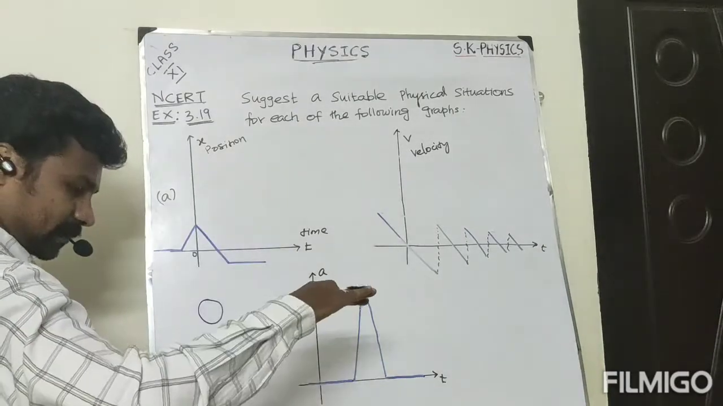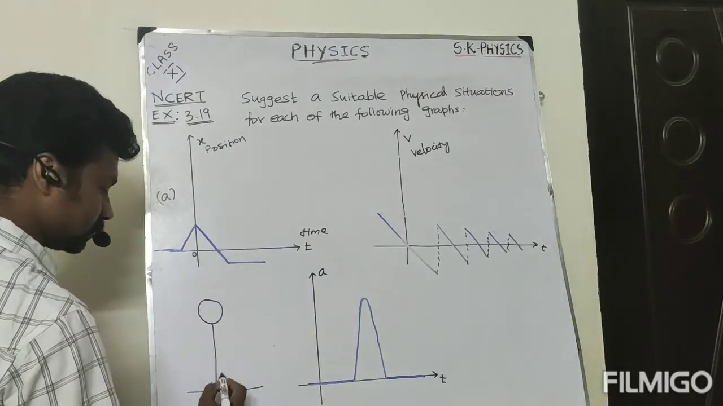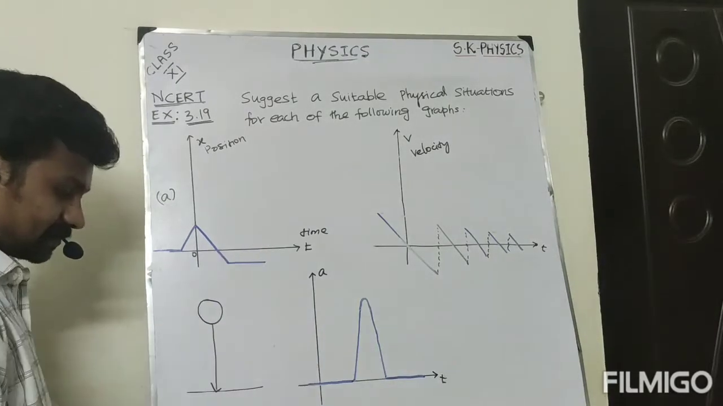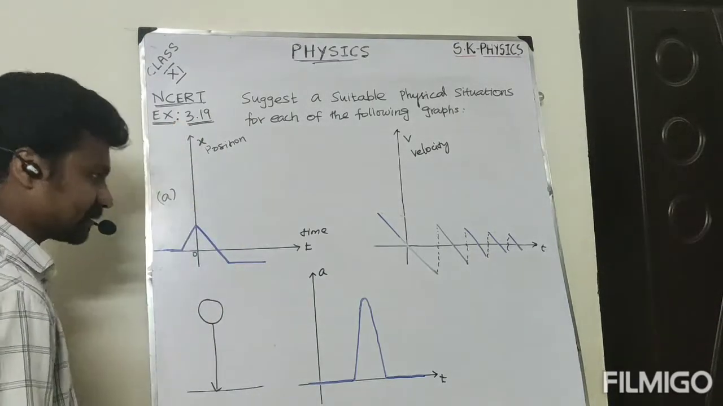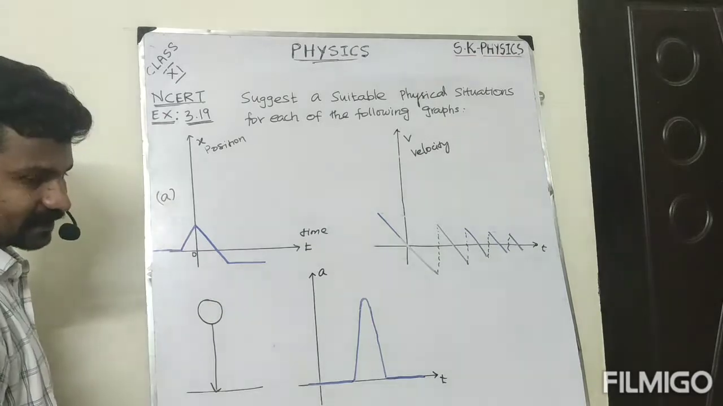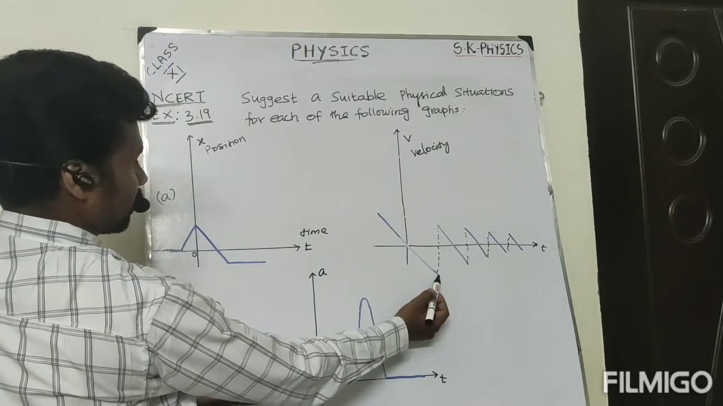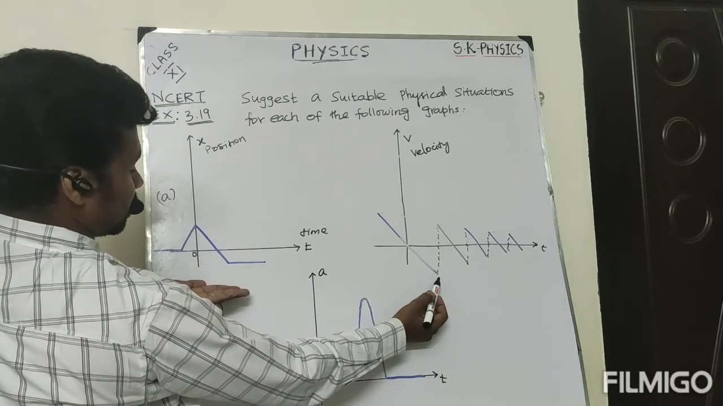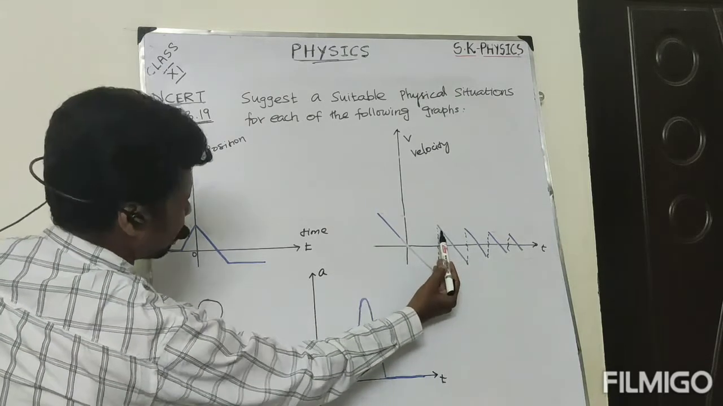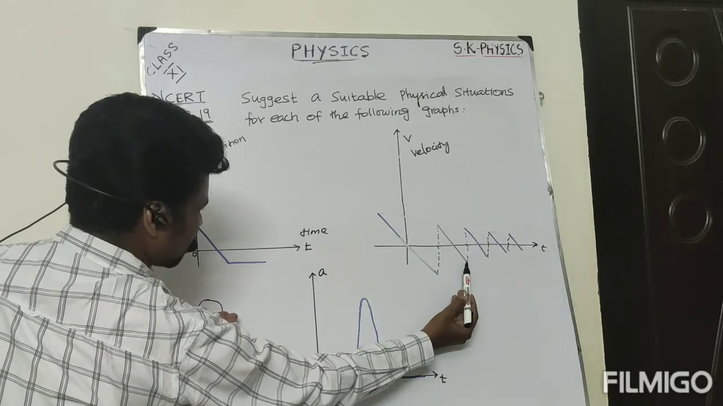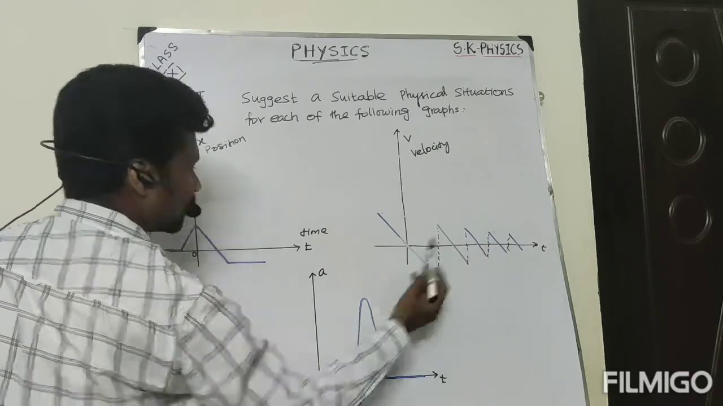I hit the ball in the downward direction towards the ground. Let us imagine it is very elastic, so it will rebound back. While moving in the downward direction, velocity is increasing. Then while moving in the upward direction, velocity is reducing. Again moving downward, velocity increasing. Again upward, velocity reducing.